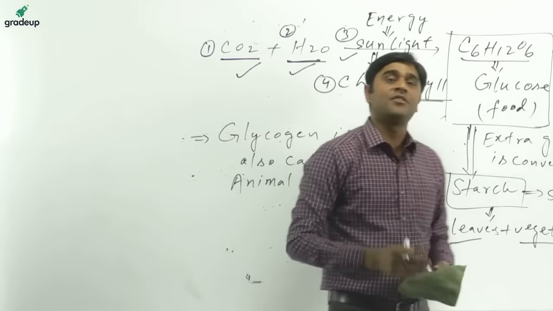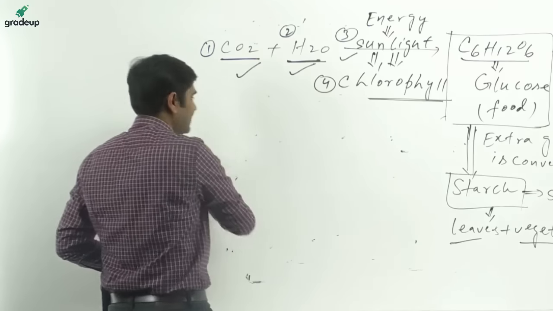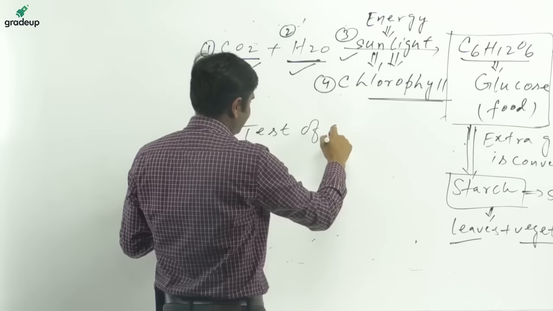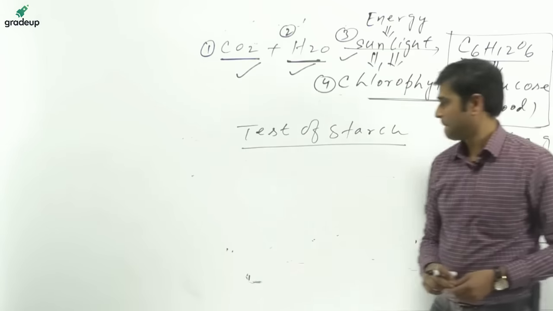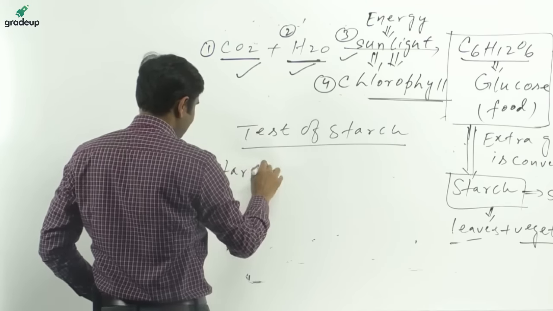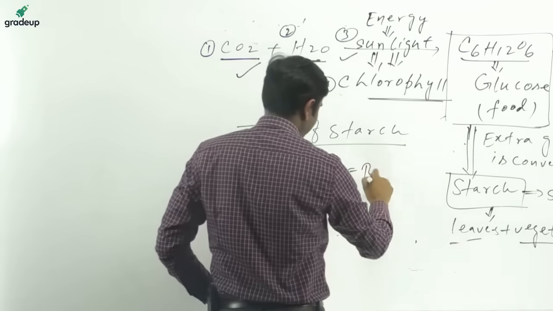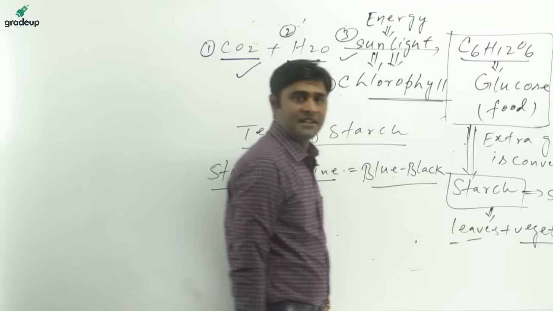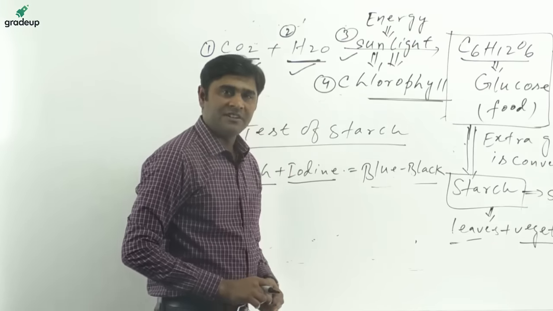Now we will discuss the test of starch. So the question is, the test of starch is done by, give me your responses guys. The answer is iodine. The test of starch is done by iodine. Yes, iodine test. A lot of students are saying iodine.